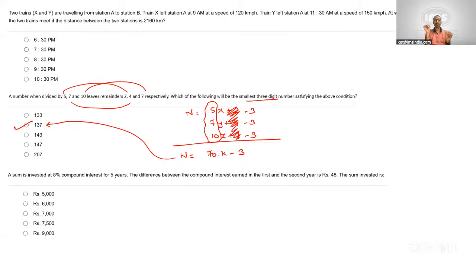A sum is invested at 8% compound interest for 5 years. The difference between compound interest in the first year and the second year is 48. The sum invested is... Okay, I'm not able to process this right now. I'll move on.